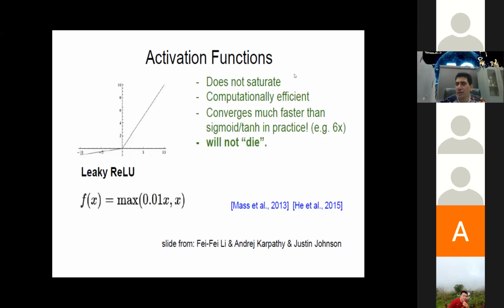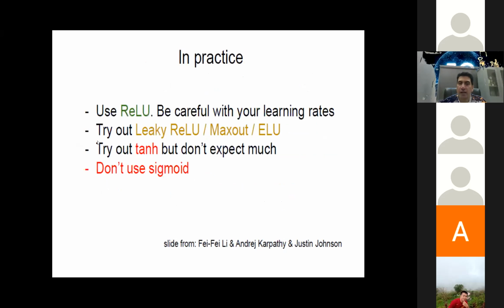Leaky ReLU does not saturate, is computationally efficient, converges much faster, and will not die. These are some kind of leaky where some negative portions are also being used. In practice, use ReLU, but carefully set your learning rates. Try leaky ReLU. In fact, in my institute also now, if you ask today, around 60 to 70% of the projects are in deep learning and machine learning.